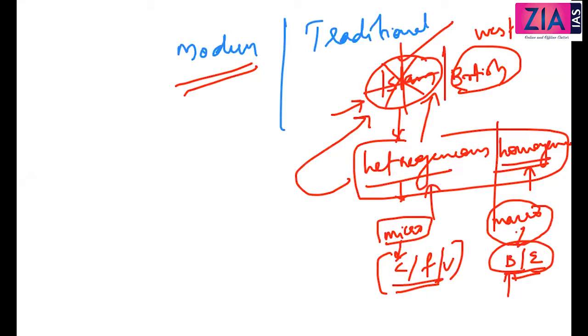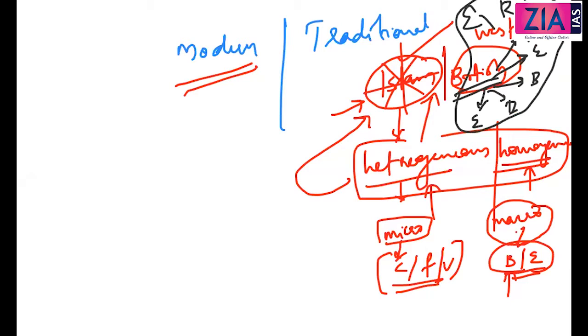But when it comes to the influence of the West or the British, we have education, we have infrastructure, we have bureaucracy, all these discussions that we had yesterday, the economic side, the political side, the democracy concept, the rule of law, equality before law, all these concepts you can write here. Okay, so all these are modern elements.